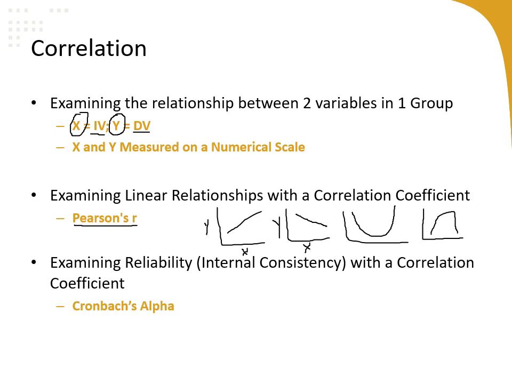But most commonly, we're looking at linear relationships. As X increases, Y tends to increase or decrease consistently. Also, correlation is used to look at the reliability of certain scales. So this is using Cronbach's alpha.